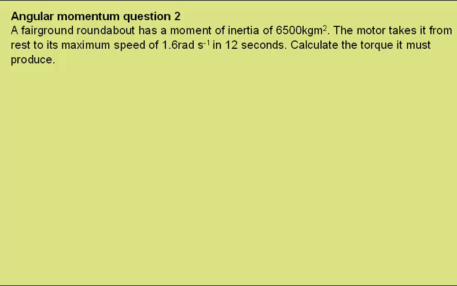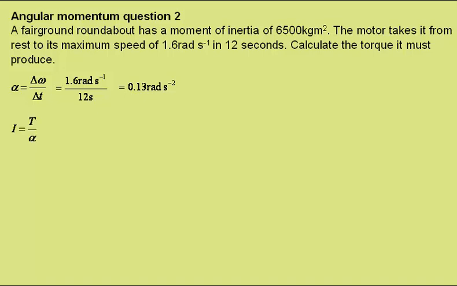Well, to find the torque, we must first find the angular acceleration, which is given by the change in angular velocity divided by the time taken. This is equal to 1.6 radians per second divided by a time of 12 seconds, giving an angular acceleration of 0.13 radians per second squared.